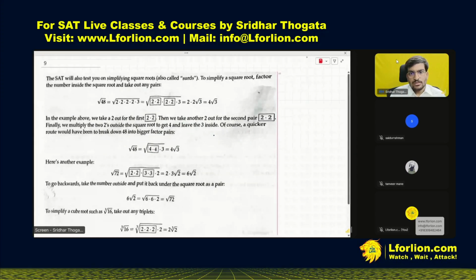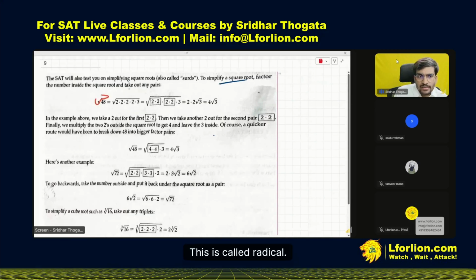So here, it's about radicals. How to simplify the square root thing, the radical part. This is called a radical. The square root, radical, rad, all are the same.